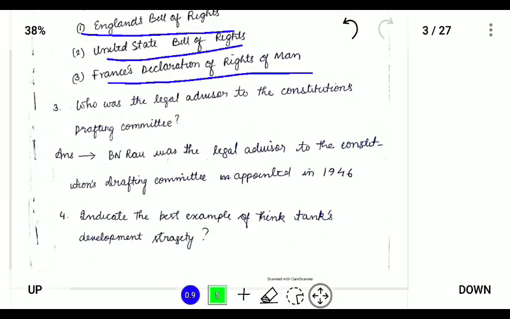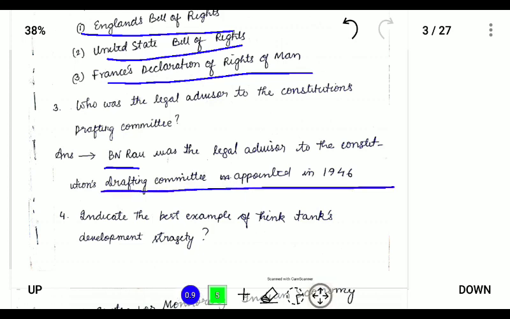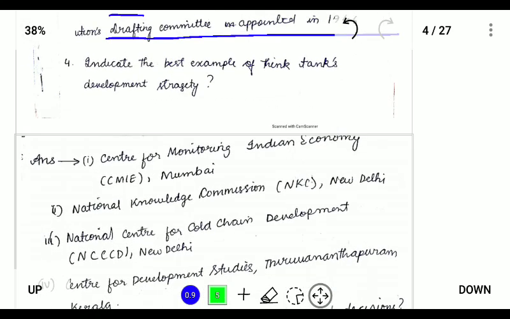Next, question number 3. Who was the legal advisor to the Constitution's drafting committee? So B.N. Rao was the legal advisor, and he was appointed in 1946 when the Constituent Assembly was established.